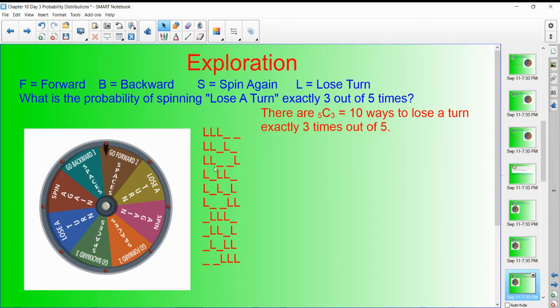We can use a combination since order doesn't matter. I didn't say I have to lose the first 3 or the last 3 or anything in between. So I can use a combination to figure out that there's 10 ways to lose 3 out of 5. I'm doing 5 choose 3.